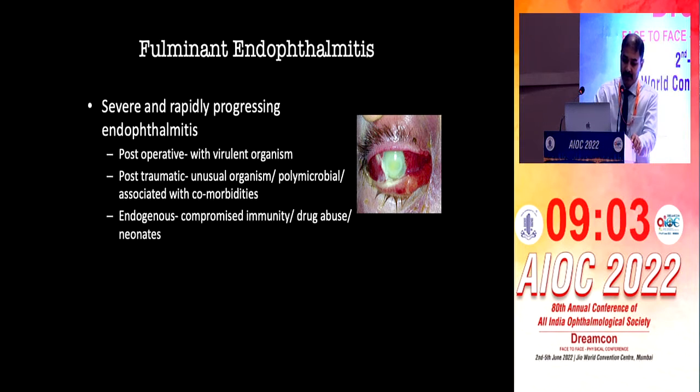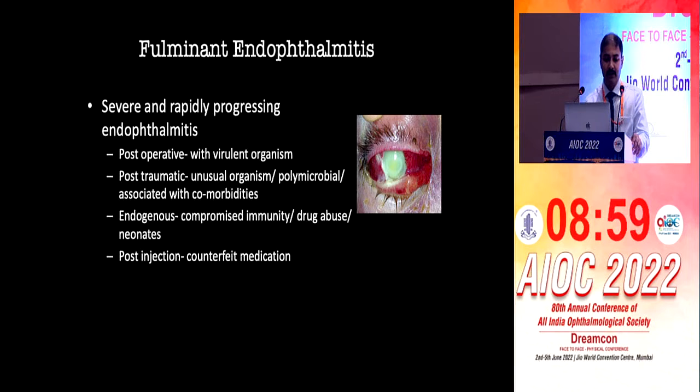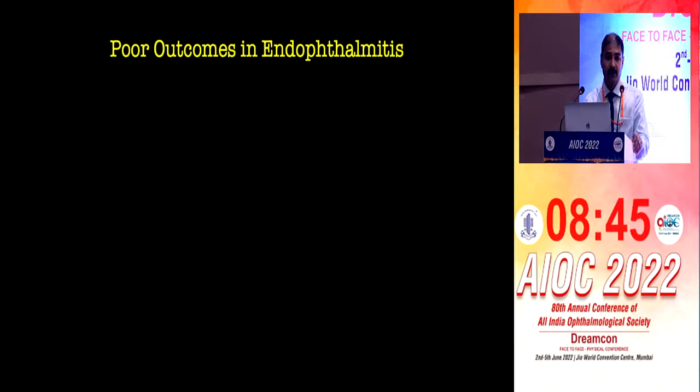Sometimes with compromised immunity and drug abuse, sometimes in neonates, you get really bad endophthalmitis. We've all heard about the post-Avastin counterfeit injections causing endophthalmitis, and these were really bad ones. And sometimes with traditional surgeries with large wounds, you get fulminant endophthalmitis.